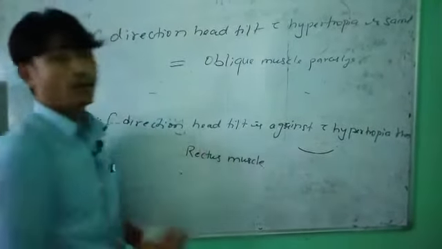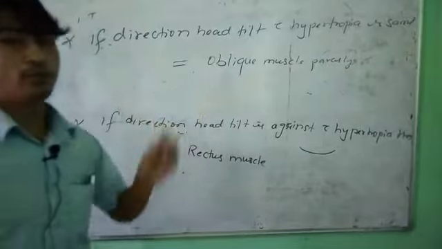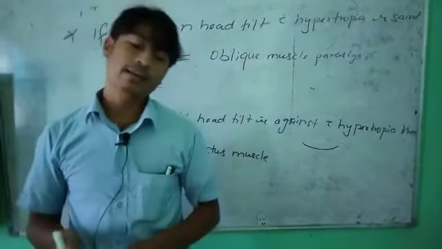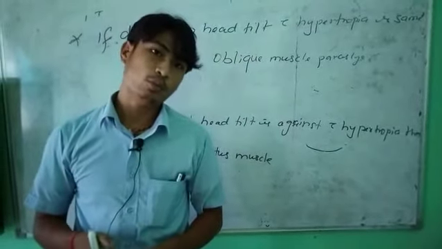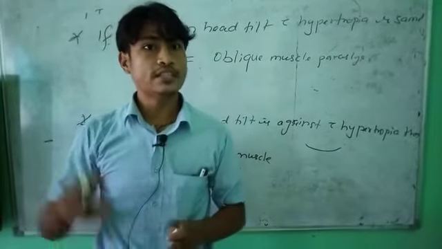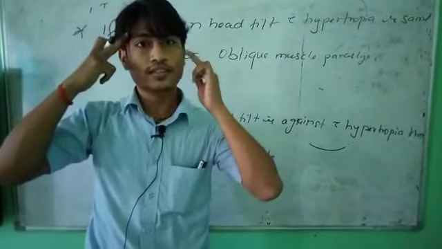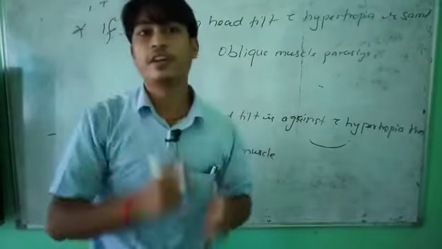This is a good point you have to remember. Suppose, as I told, I tilted to the left side and my hypertropia increases, but my hypertropia is on the right side. So this is against the direction. So that's why inferior rectus is involved.